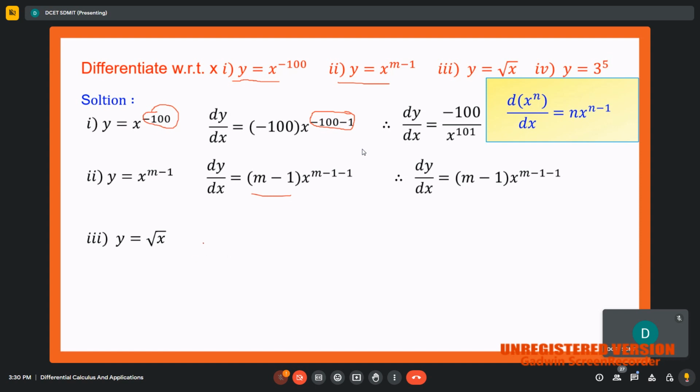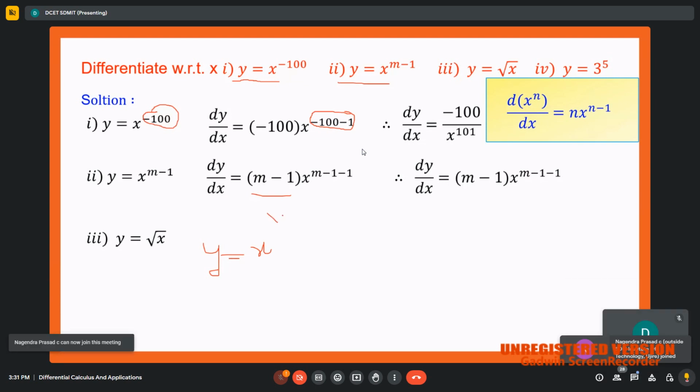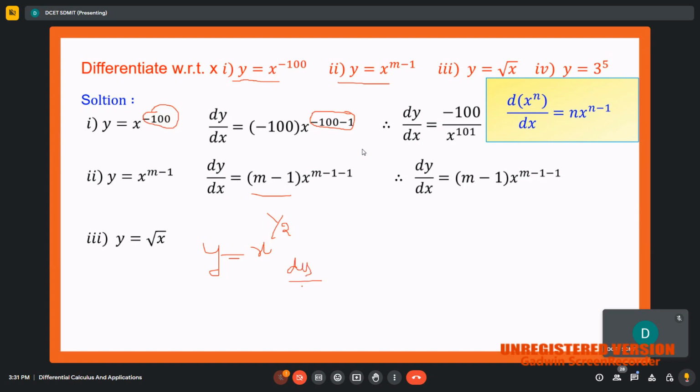We have to write y is equal to x to the power of 1 by 2, because root x we can write in the form of x to the power of 1 by 2. Now we have to find out dy by dx. What is the dy by dx? Differentiating x to the power of 1 by 2, that is equal to what?